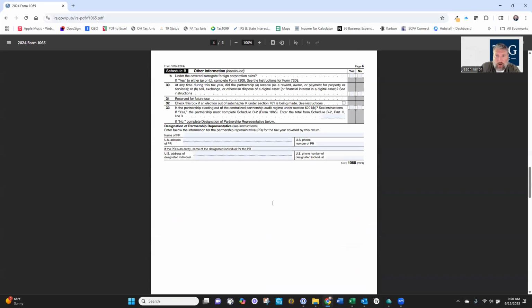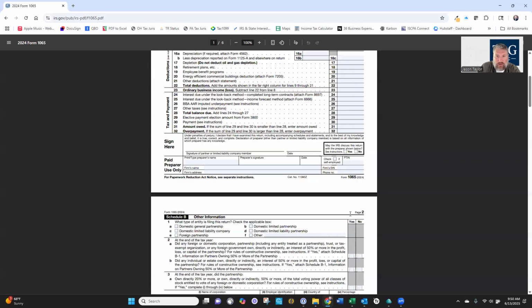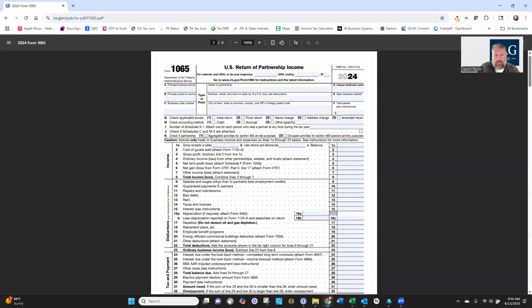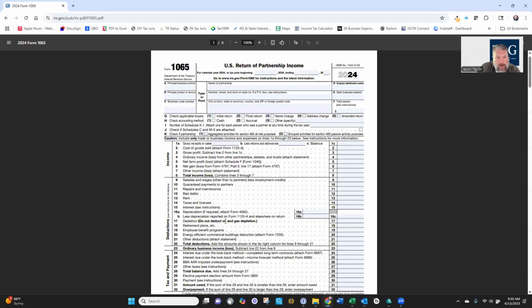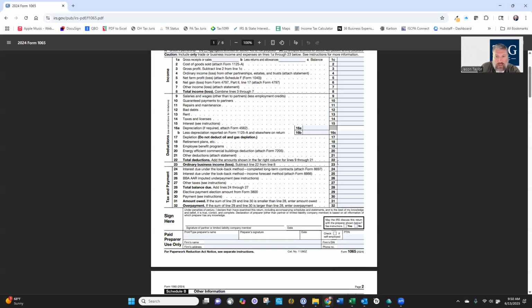So when you are really looking at this tax return, page one is the most important. That's what you pay taxes on. And line 23 is the most important line, because that's where your ordinary business income is calculated and reported to the IRS. So you want that number to be as small as possible to owe the least amount of taxes. That's the most important line on the tax return. Okay, short and sweet, as it was very similar to the S corporation.